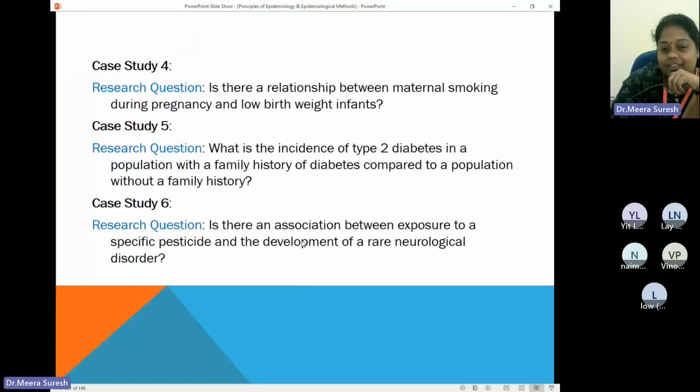And the next one: is there an association between exposure to a specific pesticide and the development of a rare neurological disorder? Which will be the test? You're going to test an association and you're going to see whether a rare disease will be there or not. Association, that's the key term. So what should be the test?